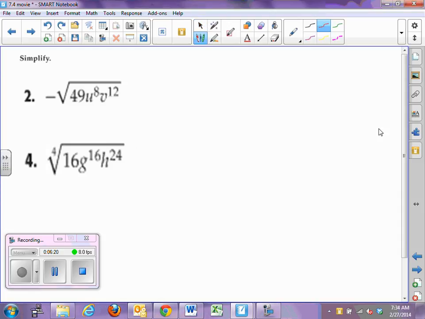Okay, remember that when you are multiplying things, which I am doing here, see the little dots? When you're multiplying things under a radical, you are allowed to break them up into separate radicals and think of them separately. So I could think of it, although I wouldn't write this separately because it's a lot of writing, as negative square root of 49 times the square root of u to the 8th times the square root of v to the 12th.